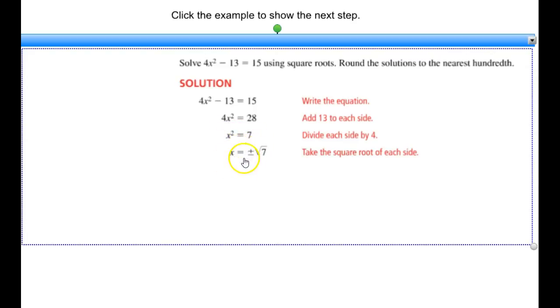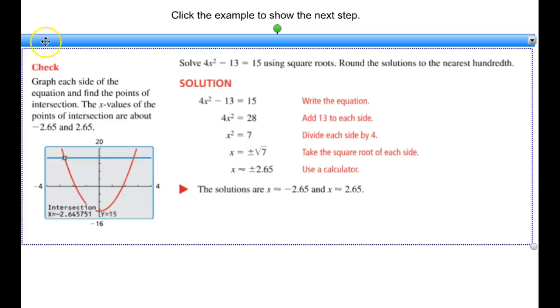So now I'm going to take the square root of each side, so I end up with plus or minus the square root of 7. Well, the square root of 7 is not one that I know automatically, so I'm going to go ahead and use my calculator to say I have plus or minus 2.65. So those are my two solutions. And again, I can just double check by graphing my equation and seeing where they intersect.